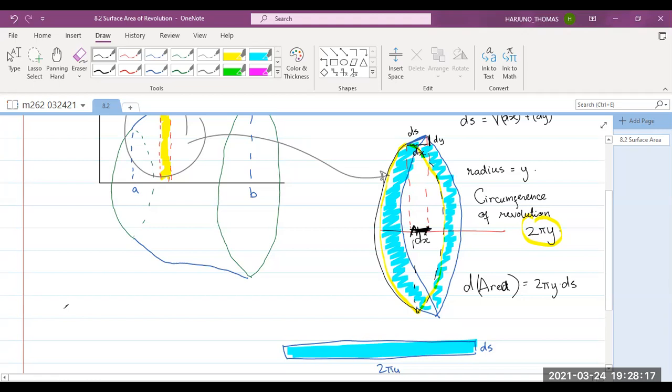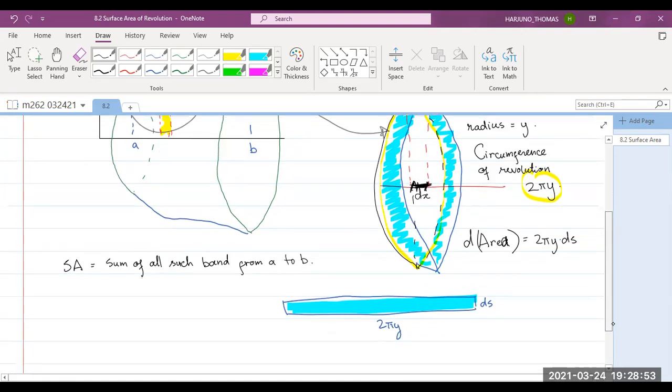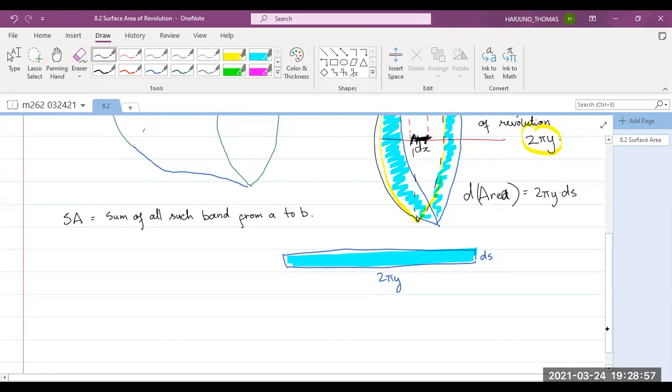Now, the surface area we are looking for is actually the sum of all such bands from A to B. In this case, because we want to find the area of revolution around the x-axis, when we add differentials, the notation is the integral from A to B of 2 pi y ds.